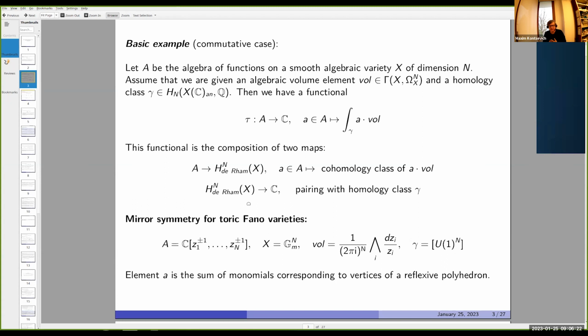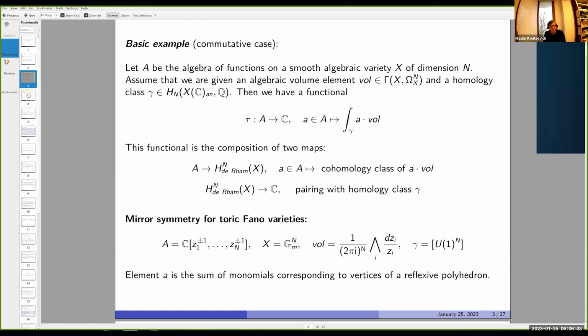I forgot to say that for mirror symmetry, if you consider a toric Fano variety, it's described by a reflexive polyhedron in an n-dimensional lattice. And the element which you choose is just the sum of monomials based on the vertices of this reflexive polyhedron.